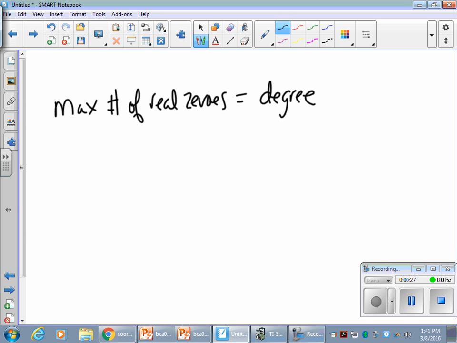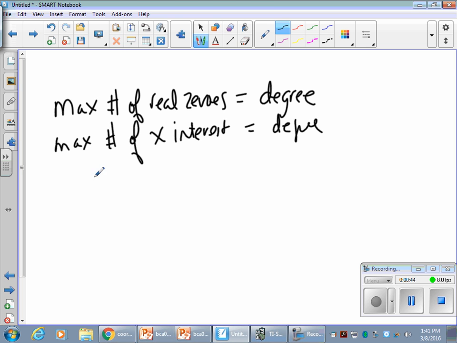Degree is 7, it could have at most 7 real zeros. Now I don't know exactly how many it has, but that's the most it could have. The maximum number of x-intercepts, well, the x-intercepts are where we have the real zeros, so it's also equal to your degree. And then the maximum number of turns that a graph could have, and a turn is where you're going to see a max or a min, is always equal to the degree minus 1.